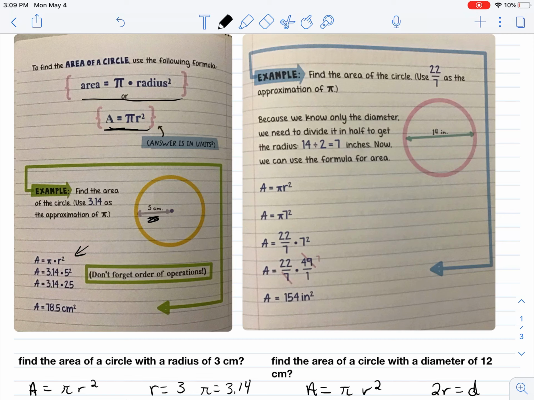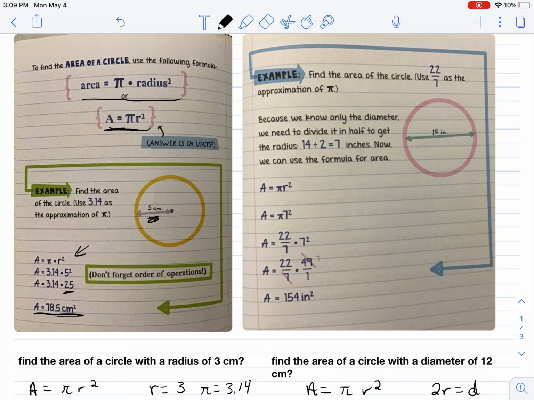So order of operations, we do squares first. 5 times 5 is 25. And now it's just 3.14 times 25. And that will give us our answer here of 78.5 centimeters squared. Okay, so once again, we're just using this equation and we're substituting in the numbers given for the variables.